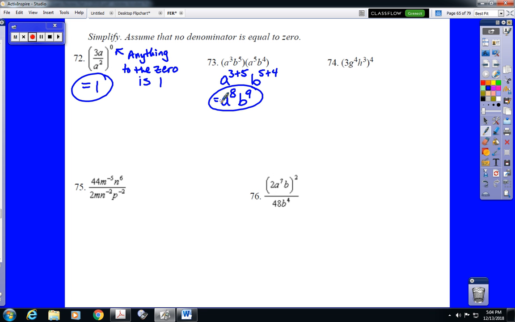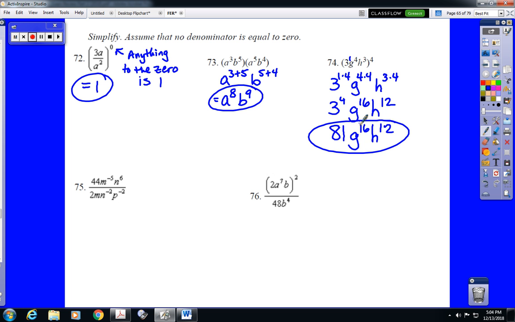All right, number 74 deals with the power rule. Remember that the 3 has a first power on it. We're supposed to multiply 4 times each of the exponents. So 3 to the 1 times 4, g to the 4 times 4, h to the 3 times 4. That is 3 to the 4th, g to the 16th, h to the 12th. 3 to the 4th is 81, g to the 16th, h to the 12th.